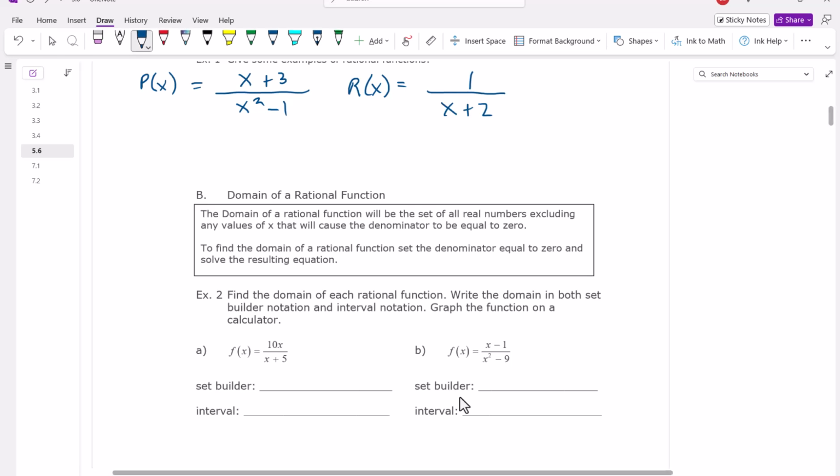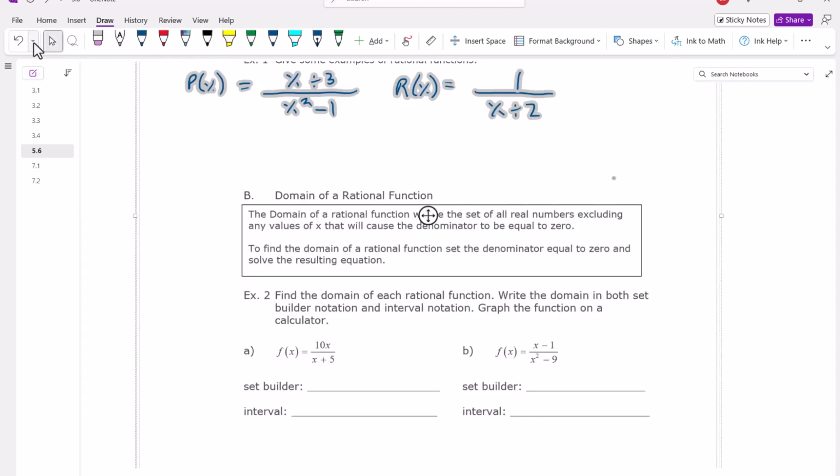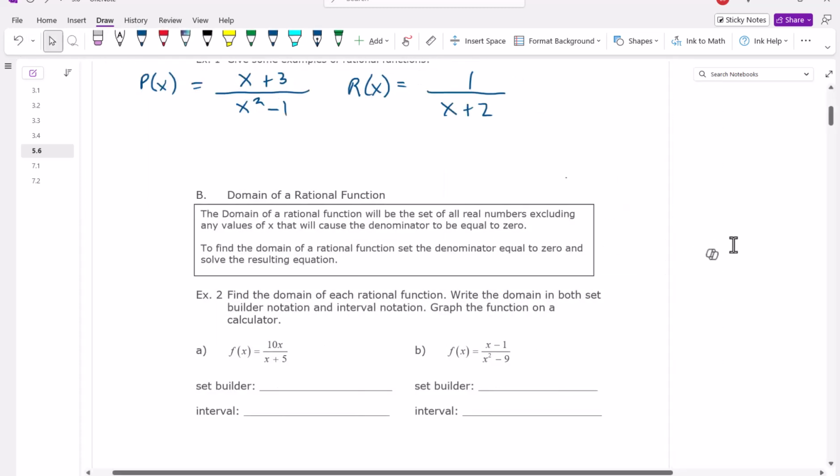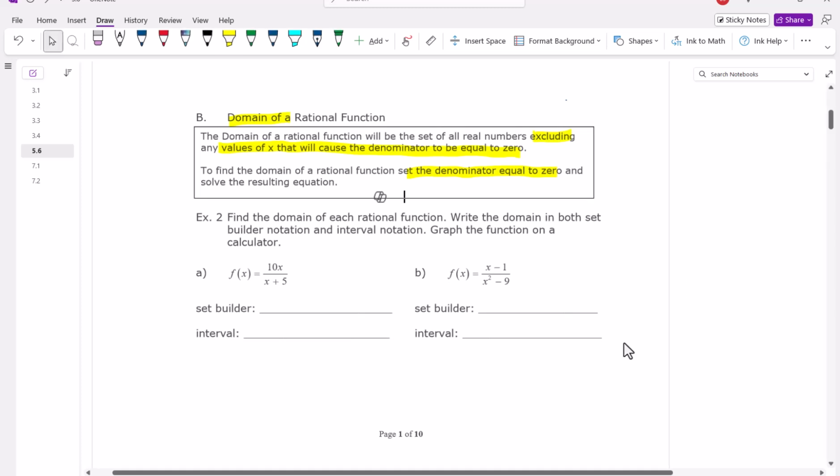Okay, so we have certainly talked about the domain. We've talked about domain already, so what we're going to be doing on this is a rational function. So when you're doing a domain of a rational function, it'll be the set of all real numbers excluding any value that causes the denominator to be zero. Okay, so what we do is we're always just trying to set the denominator equal to zero and solve the equation. And then that'll tell us what we have to eliminate from the domain.